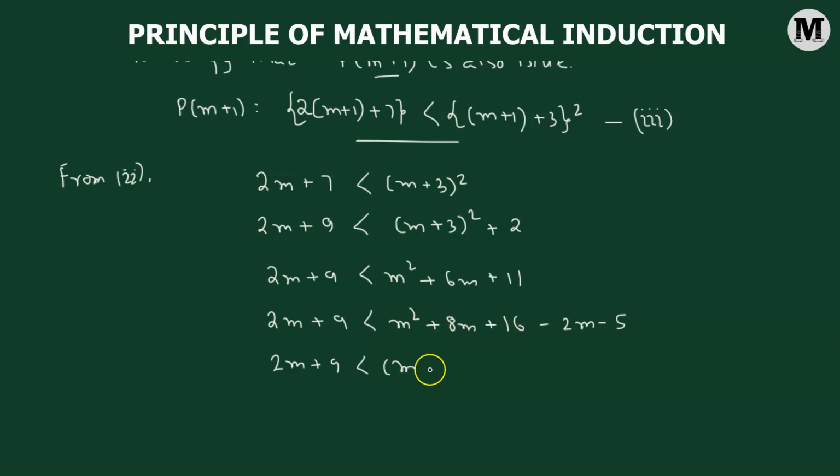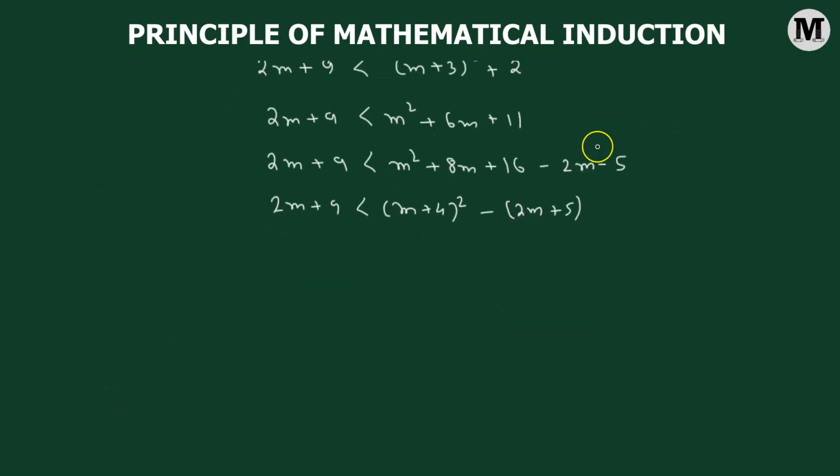This is simply (m+4)² − (2m+5). Now we know that m is a natural number, which means 2m+5 is also going to be some natural number. So when we take (m+4)² and subtract from it a natural number 2m+5, we can definitely say that this value is always going to be less than (m+4)².